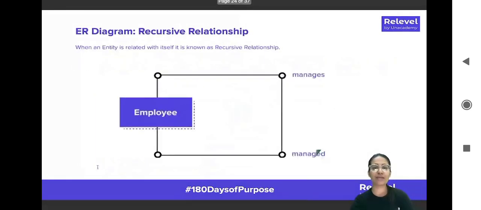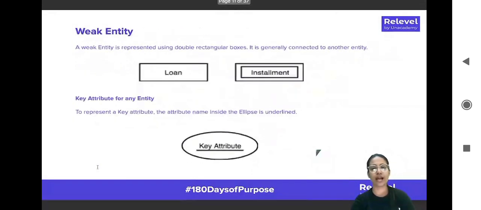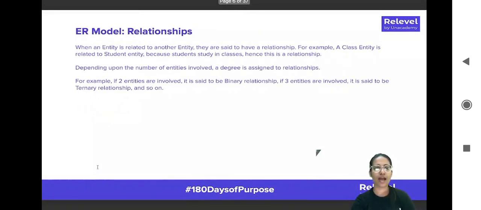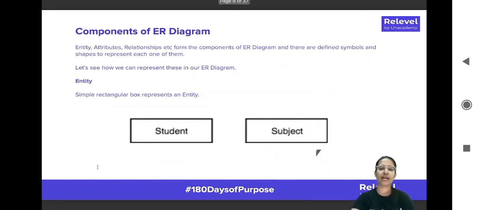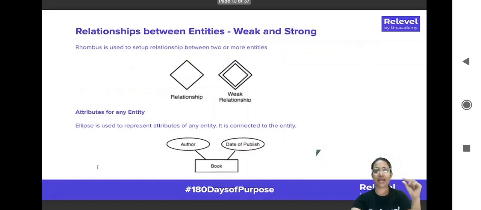So just to quickly summarize what we did today, I'll move back to the start. This is a basic diagram where we represented entities, attributes and relationships. We talked about how an entity is in a rectangular box. Then we talked about weak and strong relationships, and we'll go deeper into this later. Then we talked about attributes. Entities are in a rectangular box, relationships in a rhombus, and attributes in an ellipse.